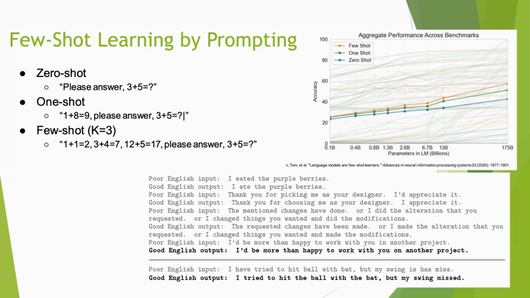Or here, for the example down here with poor English and good English input and output, you give it a poor English input and then a good English output, and you give it multiple examples, and this is what we call few-shot. You give it, like, hey, learn by this and that.